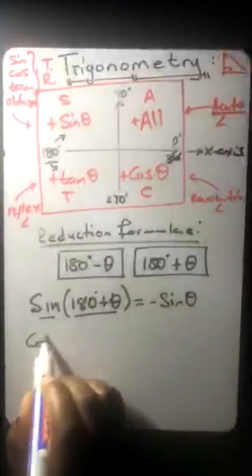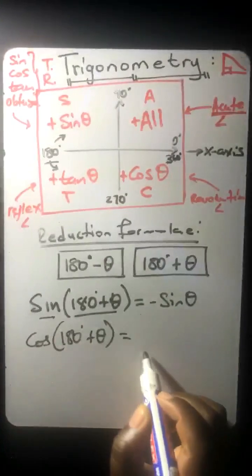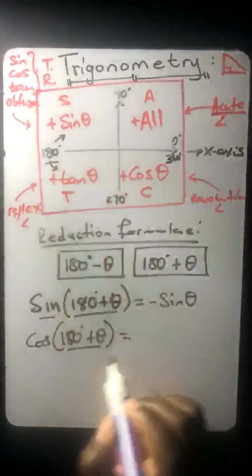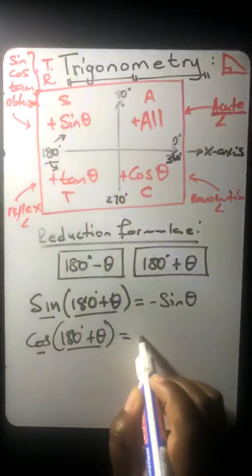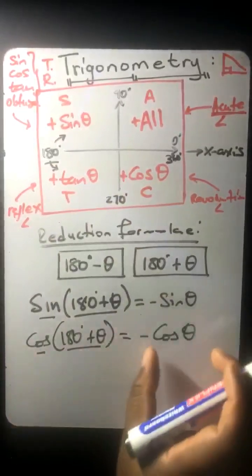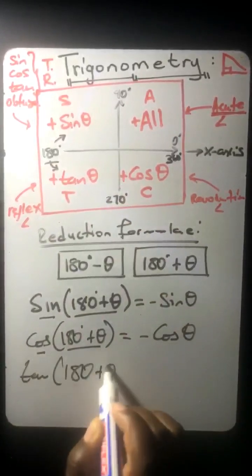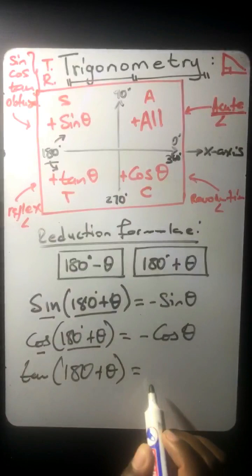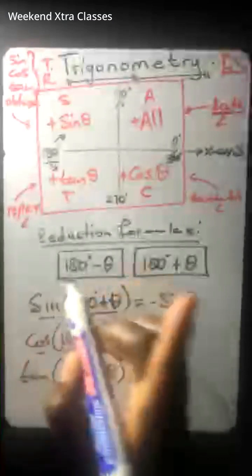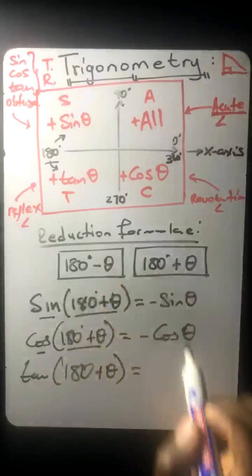Let's move on to cos quickly. If you have cos of 180 degrees plus an angle, you ask yourself, in which quadrant does that angle fall? It falls in the third quadrant. Is this positive or negative? It's negative. Why? Because it's only tan which is positive there. So that means the answer to this is negative cos. Let's quickly move on to tan and still use that same reduction formula. This thing is a formula, but we call it a reduction formula. Why? Because we use it to reduce a bigger angle to a smaller angle.